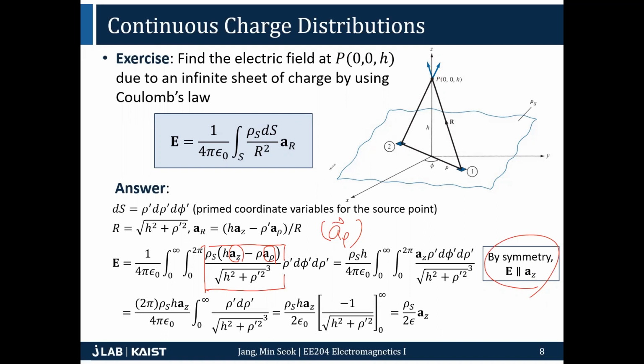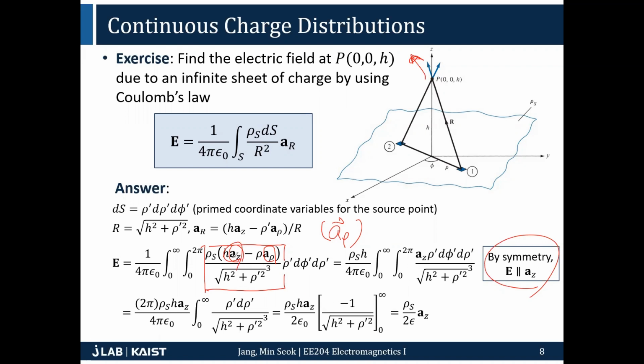Let's say you ended up having some rho component. Then you're having a problem, because even if you rotate the system, everything's the same. It's an infinitely large sheet, so it shouldn't have any preferred direction except the z direction. It doesn't make sense that you have a rho component in the end. So rho goes away, and the a_z component survives.